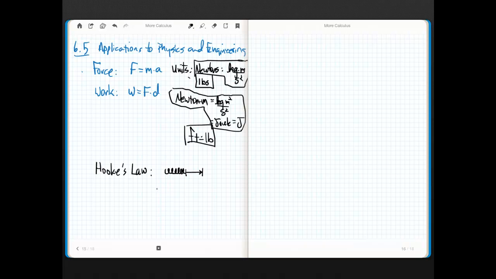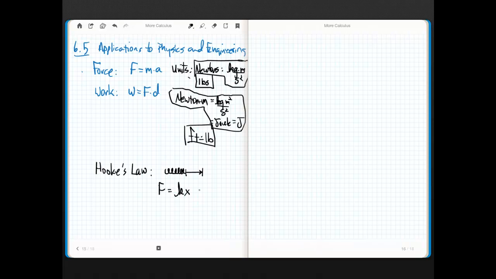But what Hooke's law says is that the amount of force that it takes, let's use capital F so I can be consistent, the amount of force that it takes to hold a spring at a certain stretched value is proportional to the distance that we are from its natural length.